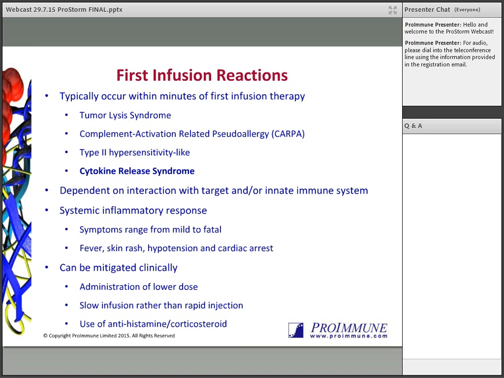First infusion reactions, however, are quite common with delivery of biotherapeutics, and over time clinicians have been able to mitigate some of these side effects using various techniques that I've listed here at the bottom of the slide. These can include administration of a lower dose of the biotherapeutic, a slower infusion rather than a rapid injection, and the use of an antihistamine or corticosteroid in conjunction with the biotherapeutic. These methods have been known to alleviate some of those symptoms.